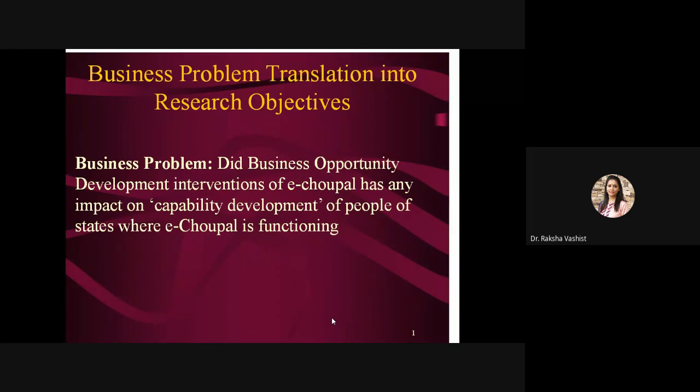for a new researcher. There are different problems in the selection of any business problem. The next problem is how to formulate the research questions, how to convert the research questions into objectives, and how to form hypothesis from the research objectives. So the problem is: did business opportunity development interventions of e-Chopal have any impact on capability development of people of states where e-Chopal is functioning?